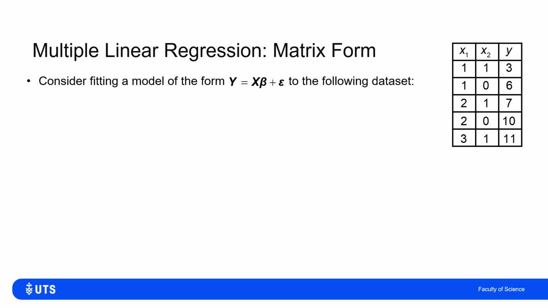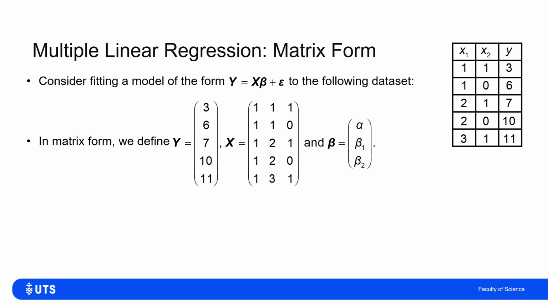Let's apply this to a simple data set. So here I've got 5 observation points. I've observed when x1 is 1 and x2 is 1, y is 3. When x1 is 1 and x2 is 0, y is 6, and so on.